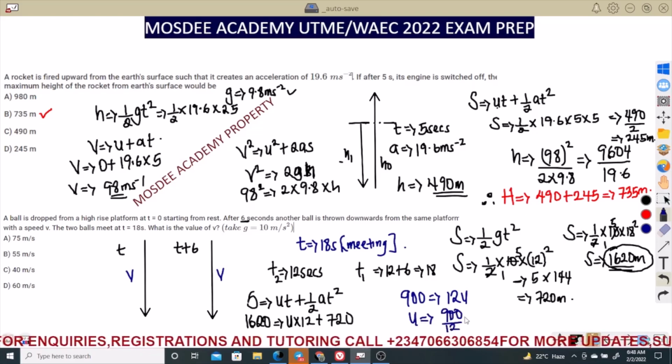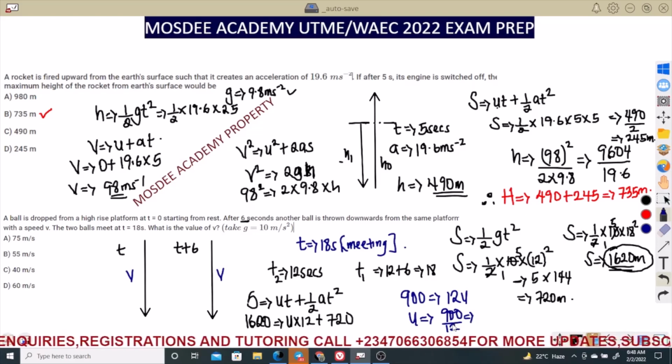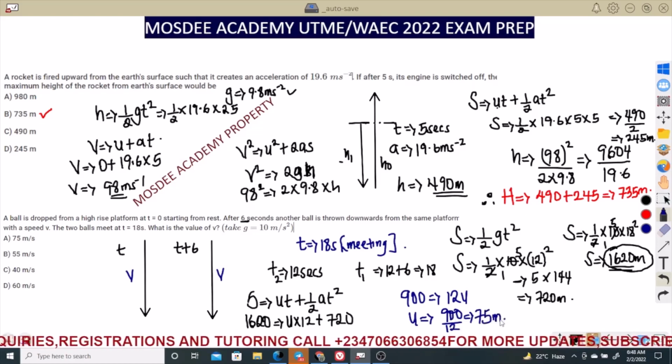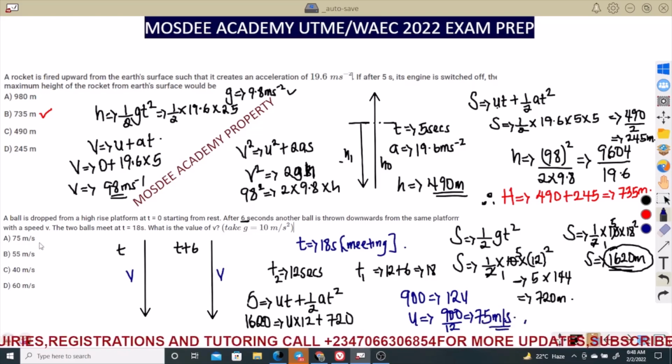So 900 divided by 12, 12 times 6 is 72, 12 times 7 is 84. I think there's a mistake. No, 12 times 7, that is 75. 900 divided by this should be 75 meters per second. So guys, this is the answer to that, and that is option A.